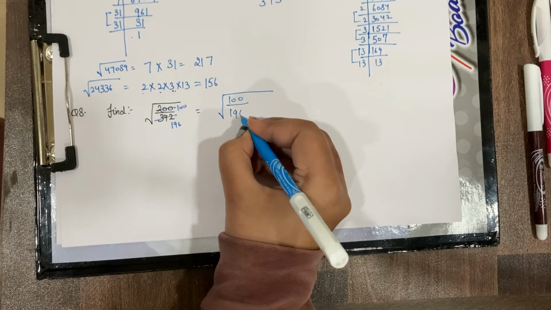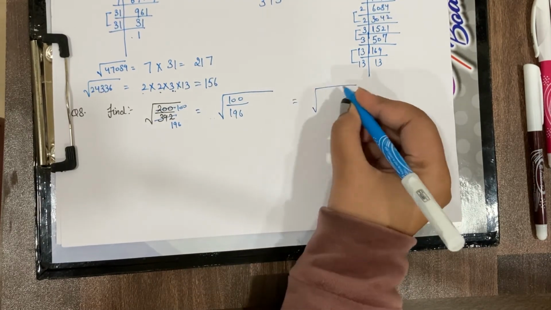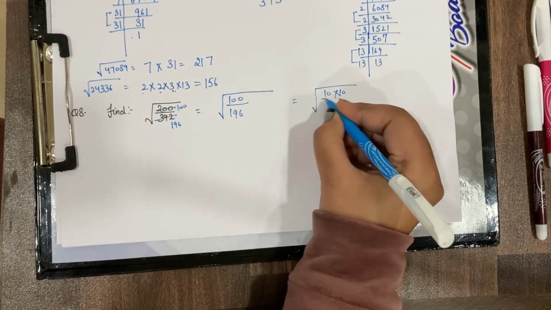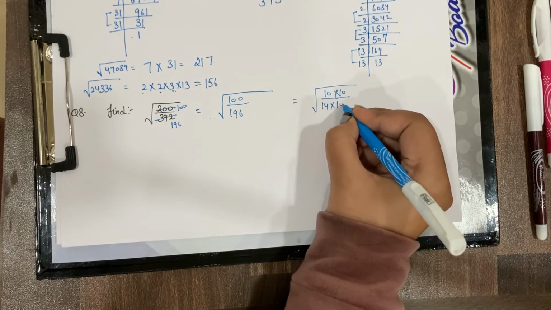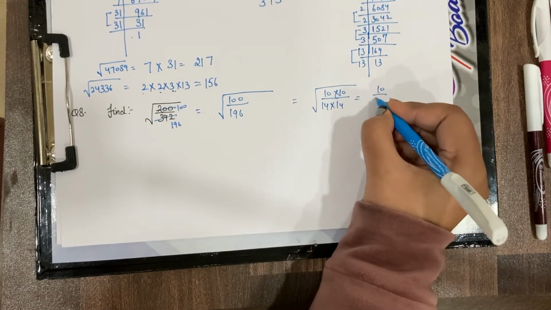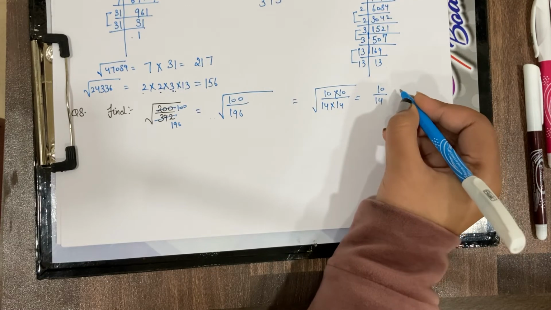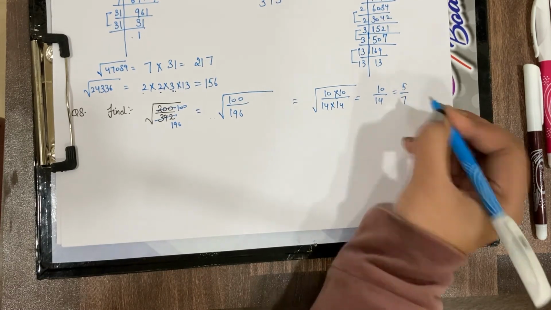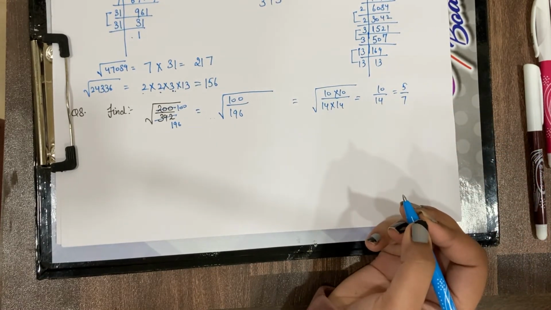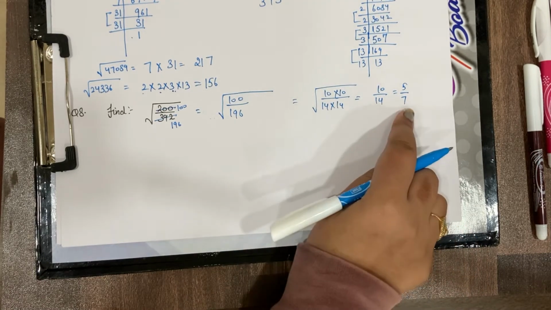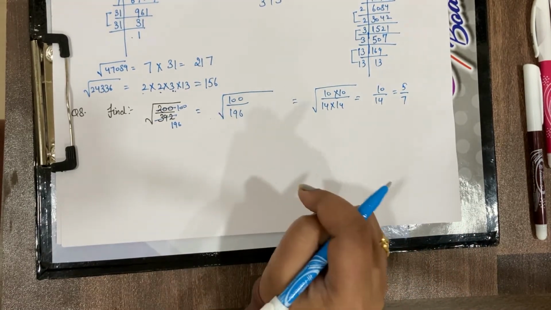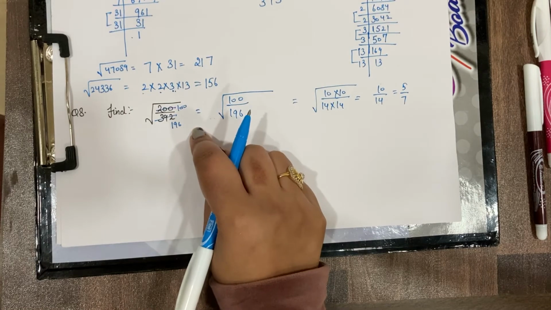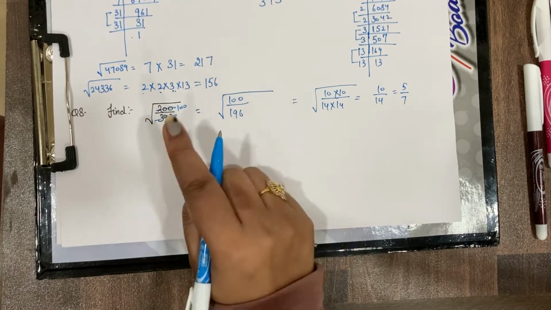And just now we have done that the square root of 100 is 10 into 10, and the square root of 196 is 14 into 14. So our answer is 10 upon 14, or you may write it as 5 upon 7, right? So 5 upon 7 is the square root of this. So whenever you get any question in the form of a fraction, try to cut it first, then try to find the answer.